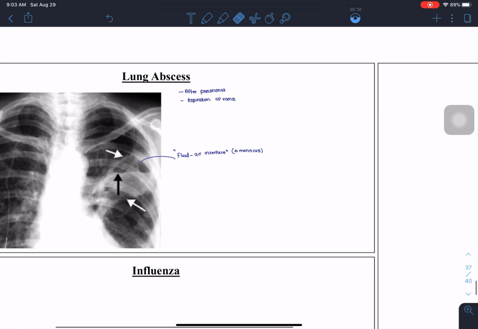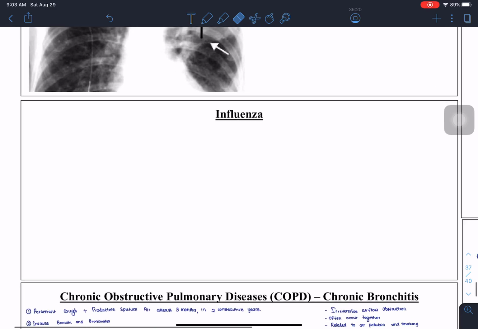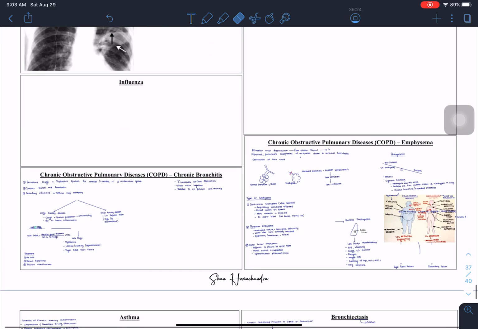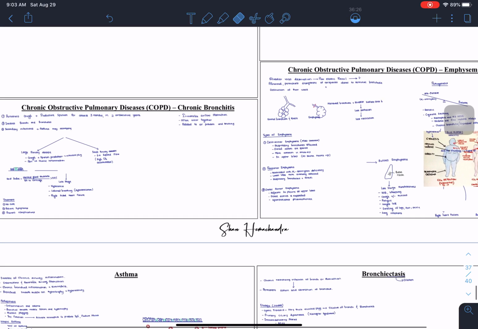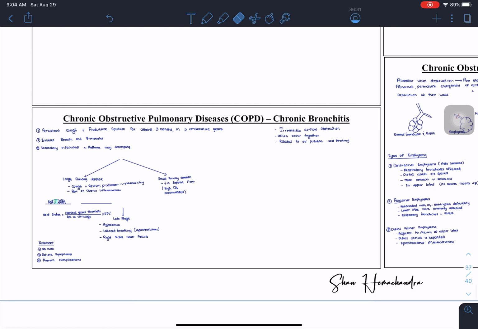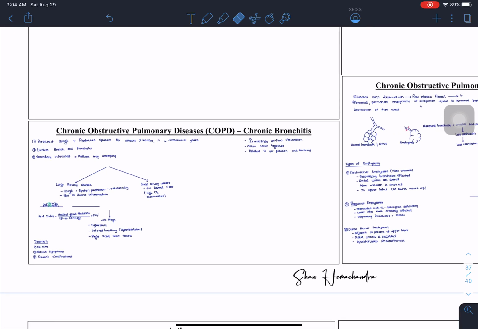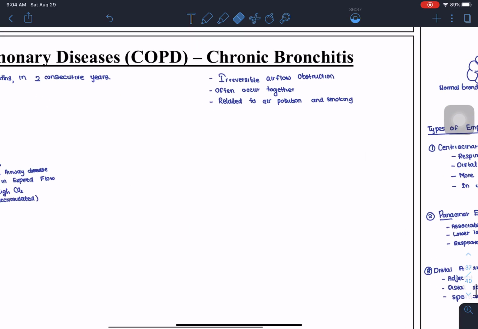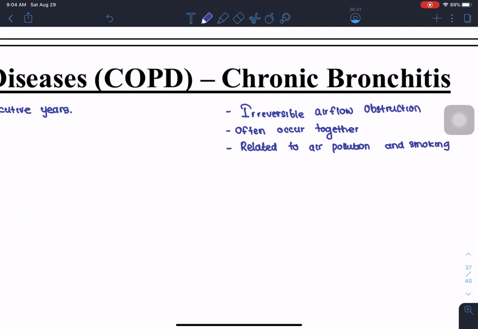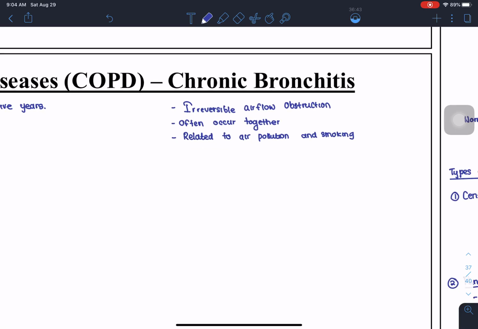I'm teaching you step by step how to read different diseases of the respiratory system in X-rays. Next, we come to chronic obstructive pulmonary diseases. Chronic obstructive pulmonary diseases are of two types. First, it is a type of irreversible airflow obstruction. That's what it is.